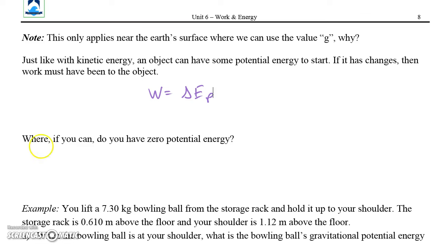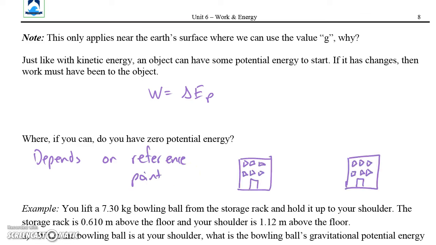It's very dependent on your reference point. If I have two buildings that are for all intents and purposes the same, and in this one I define this as 0 meters and say that it is 20 meters tall, that's fine. Our reference point is the bottom. And if we're thinking about our potential energy at the bottom, it would be 0 because our height is 0.